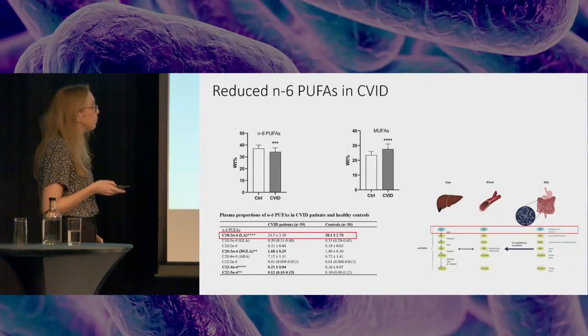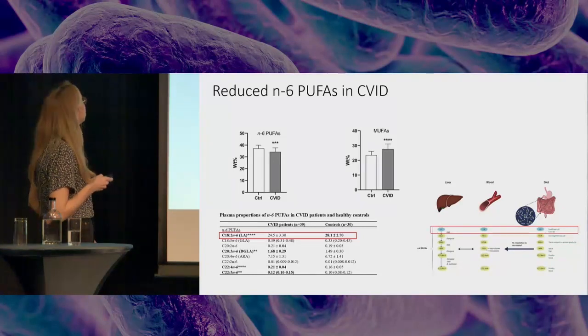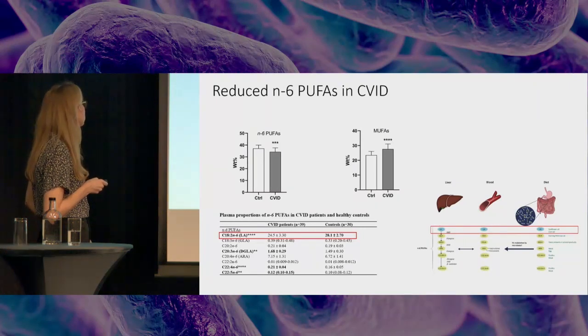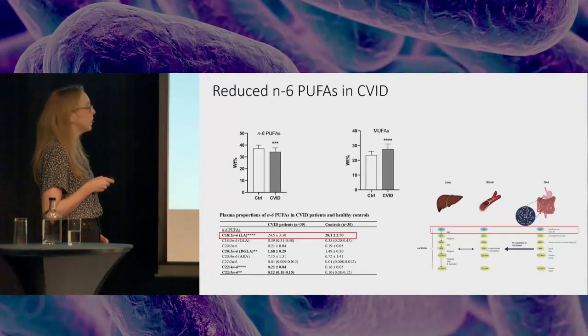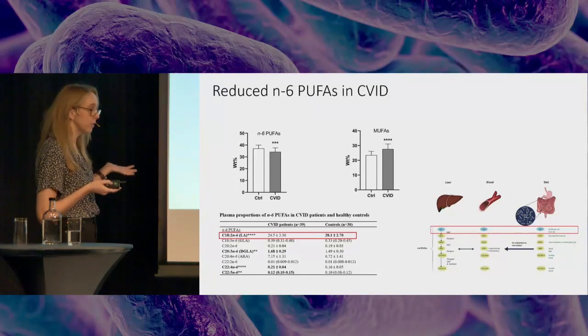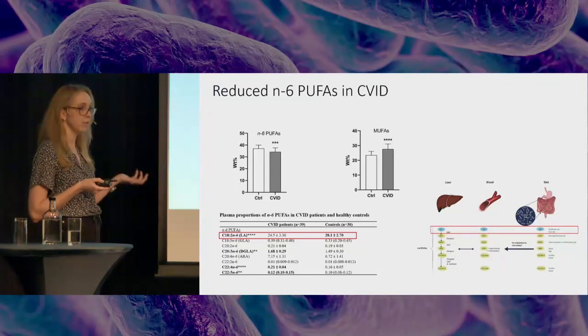Then we looked at the N6 PUFAs, or the omega-6, which were significantly reduced in CVID compared to controls. This was mainly due to the reduction in LA, linoleic acid, which is the major contributor to N6 PUFAs. In recent studies, it's been shown that some of these subgroups of N6 PUFAs, particularly LA, have anti-inflammatory effects. For the MUFAs, there was also an increase in CVID, but as far as I know, it's not established whether increased or decreased MUFA is associated with a health benefit or not.